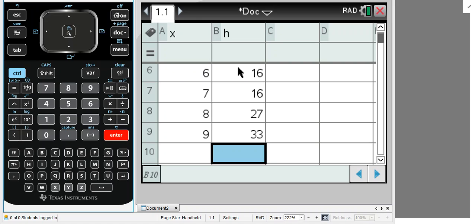Okay, so now I have all that data entered, and it's important to double check and make sure that your A column and your B column have the same dimensions, or the same number of entries in them. And we're in good shape here.